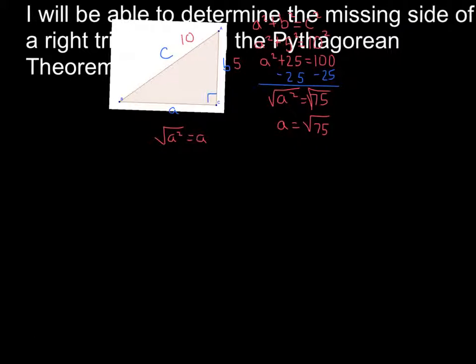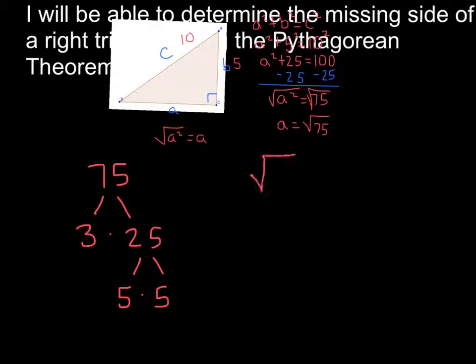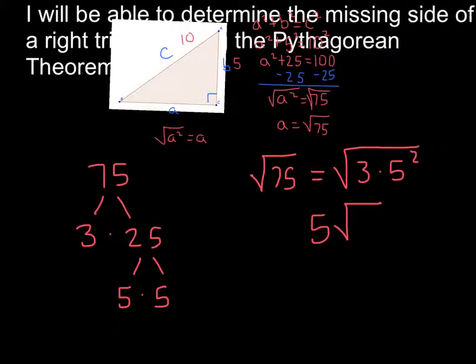I like to find the prime factors of a number when I'm trying to simplify its square root. So I know that's 3 times 25, and I know 25 is 5 times 5. So this thing right here, the square root of 75, is equal to the square root of 3 times 5 squared, which is the same thing as 5 square roots of 3, because the square root of 5 squared is just 5. And so this is a quick reminder. That's why we can pull that out of the square root sign.